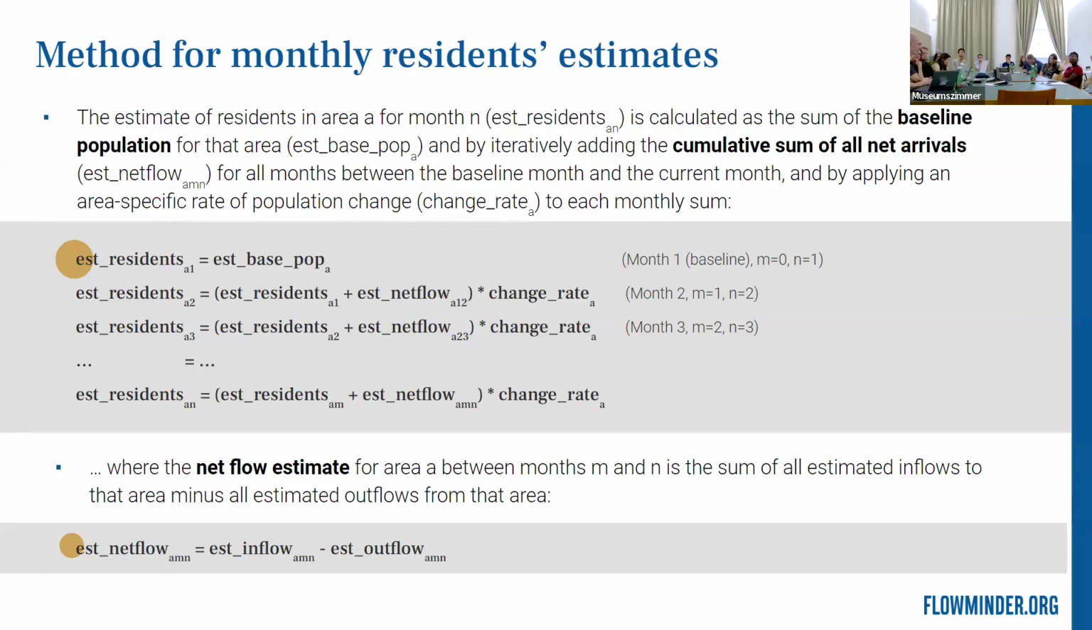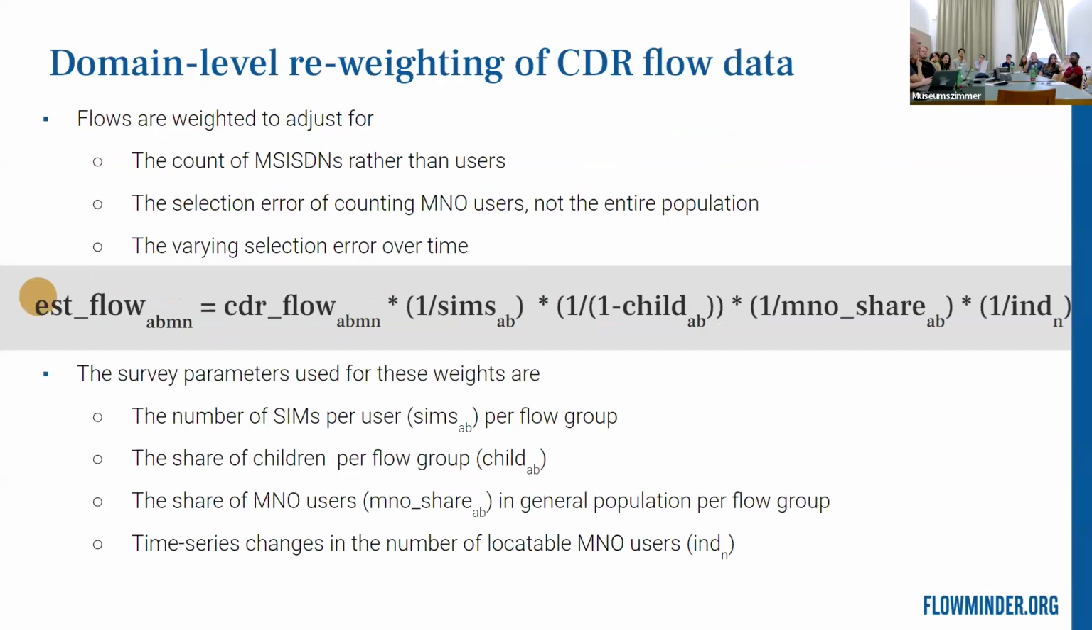And we build this monthly residence iteratively. From month to month, we always add the estimated net flows, being the difference between inflows and outflows, to a sub-region. And these estimates are built on the flow estimates, and this is where the actual weighting comes in. The CDR aggregates of flows between sub-regions A and B and months M and N are used and adjusted and scaled by the number of SIMs per user. Not every ID, not every SIM is a person, but of course a person can have multiple SIMs. We have that from the survey data.